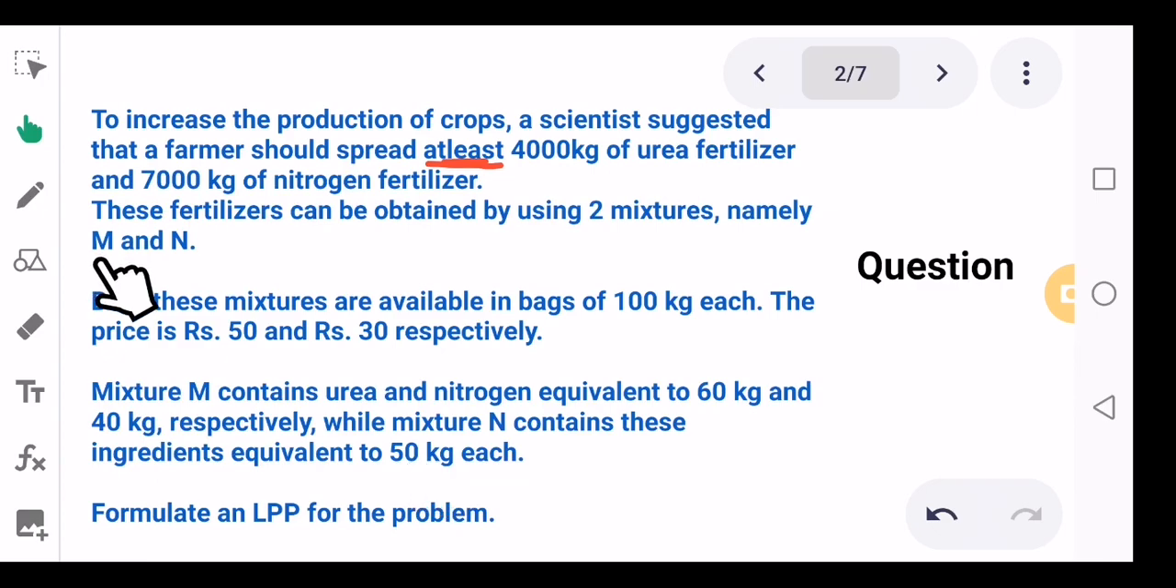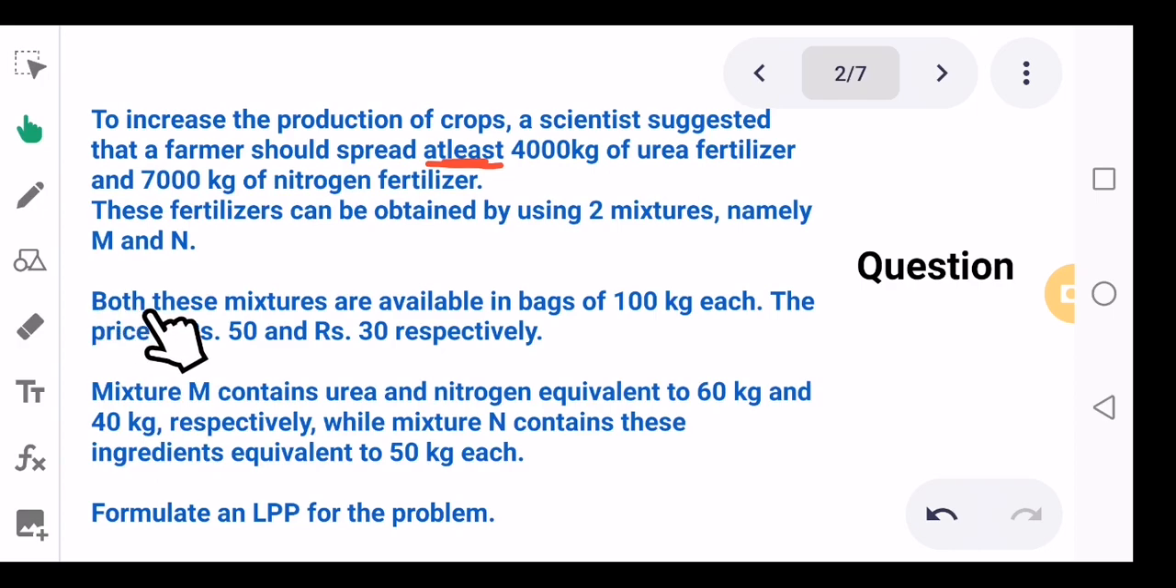So these are the two mixtures available in the market, and he wants to buy these two mixtures. The ratio of urea and nitrogen in mixture M is 60:40, and in mixture N the ratio is 1:1, that is 50:50. Okay, this is what the question has told till here.